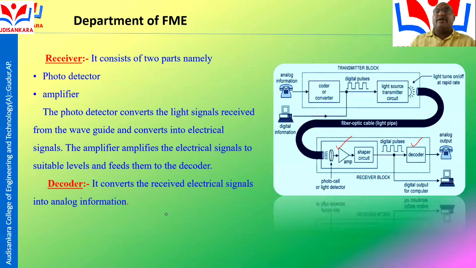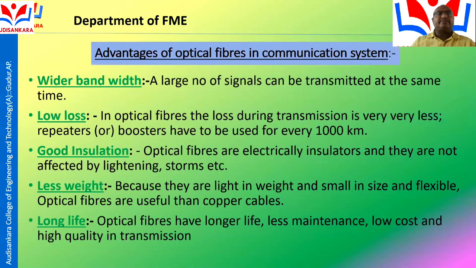In the optical fiber communication system, there are basically five parts: the encoder, transmitter, optical fiber waveguide, receiver, and decoder. So here it is called the block diagram of the optical fiber communication system.